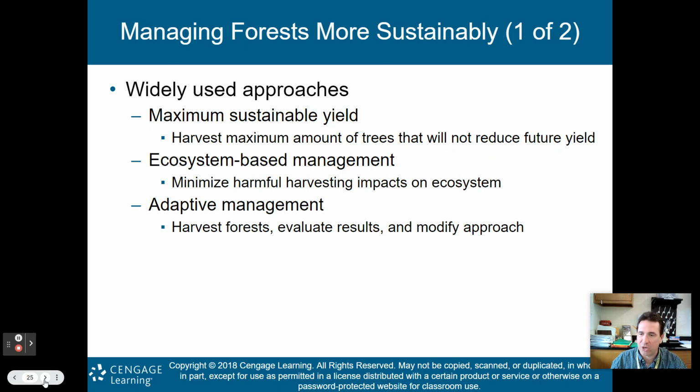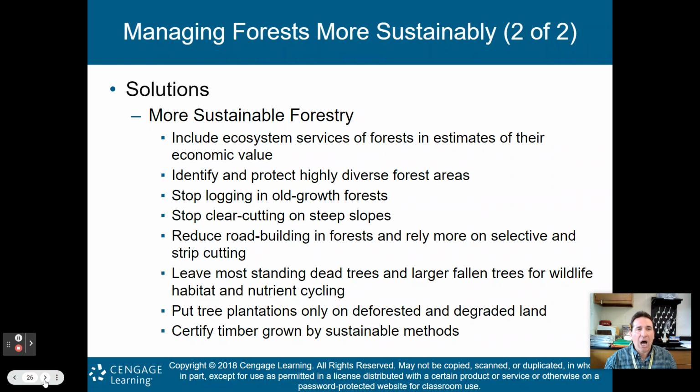If you harvest the forest with strip cutting, and no trees are coming back, you may not want to do that again, okay? So, again, adapt your management as you go along. So, what are the solutions?